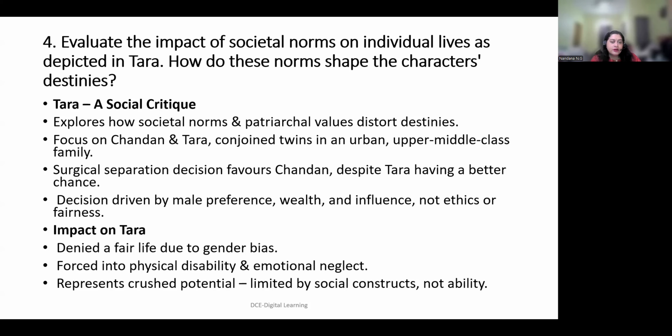The surgical separation decision favors Chandan despite Tara having a better chance. The decision is driven by male preference, wealth, and influence, not ethics or fairness. The impact on Tara can be seen in that she is denied a fair life due to gender bias. She is forced into physical disability and emotional neglect. It represents crushed potential limited by social constructs, not ability.